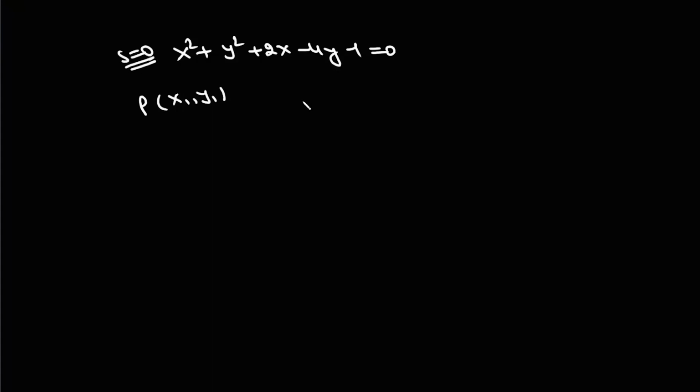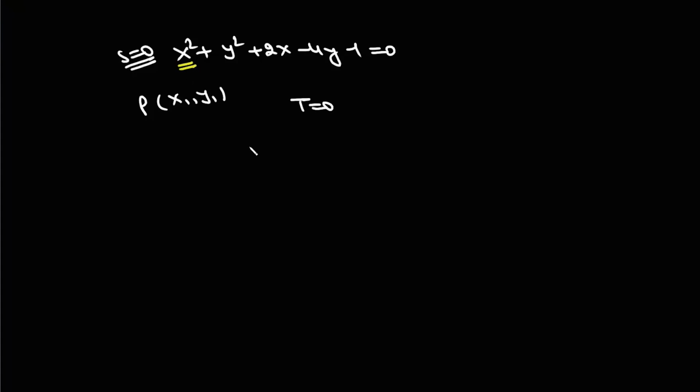In order to illustrate better, I'll take up an example where we're going to write T equals 0 from S equals 0. Suppose we have a circle which is x square plus y square plus 2x minus 4y minus 1 equals to 0, and we have this point P which is say (x1, y1). Now this equation is S equals 0. From this equation we have to write T equals 0. And how do we do that?